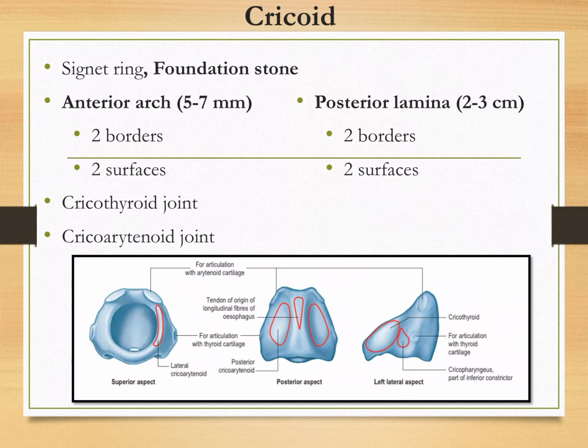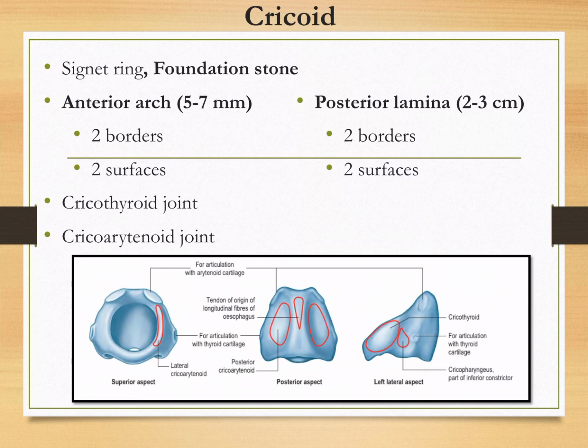Okay, let's talk about the cricoid cartilage. The cricoid cartilage is shaped like a signet ring. It is known as the foundation stone of the larynx. It has an anterior arch and a posterior lamina. Both of these have two borders, upper and lower, and two surfaces, outer and inner.